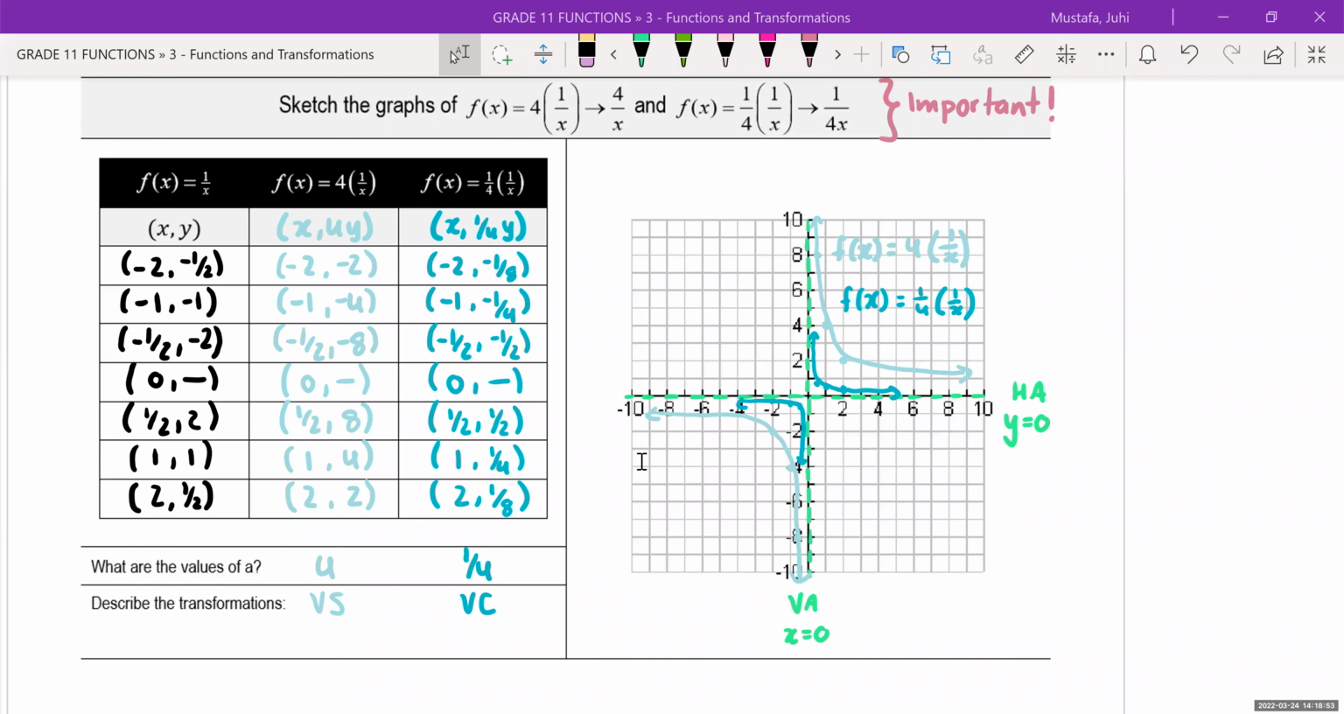Oh, yeah. But just when you're graphing it, your asymptotes don't move. They're going to be at x is equal to 0 and y is equal to 0. And that's what the graph looks like.